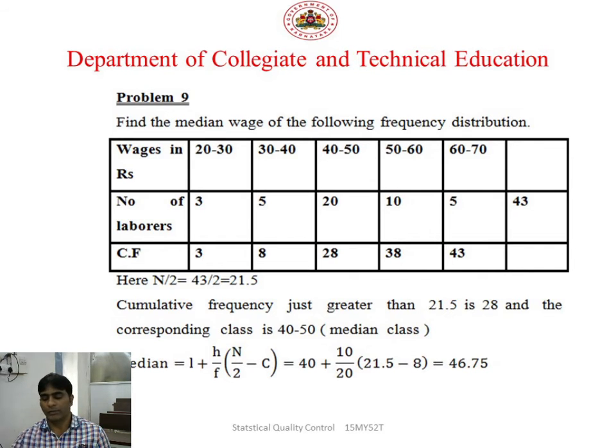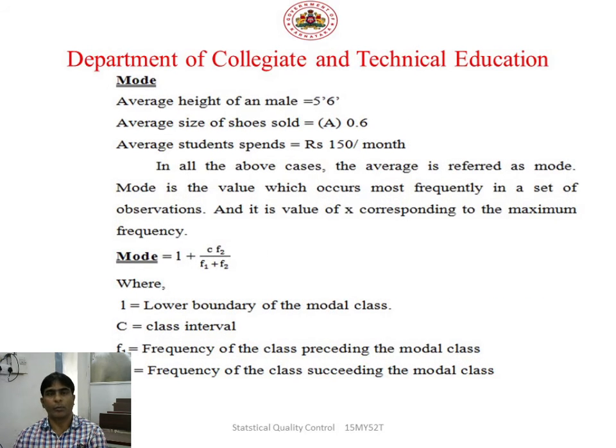Okay, so moving on. Next we come to mode. One more topic we are covering is mode. What is mode? Mode is a value which occurs most frequently in the observations. So we say that mode is a value which occurs most frequently in the distribution. For example, among Indians, the average height of males in India is 5 feet 6 inches.